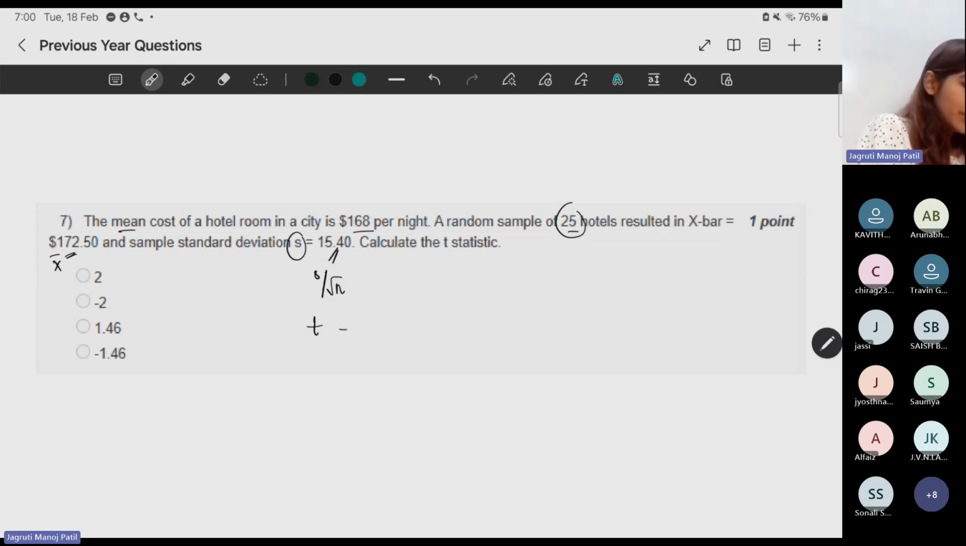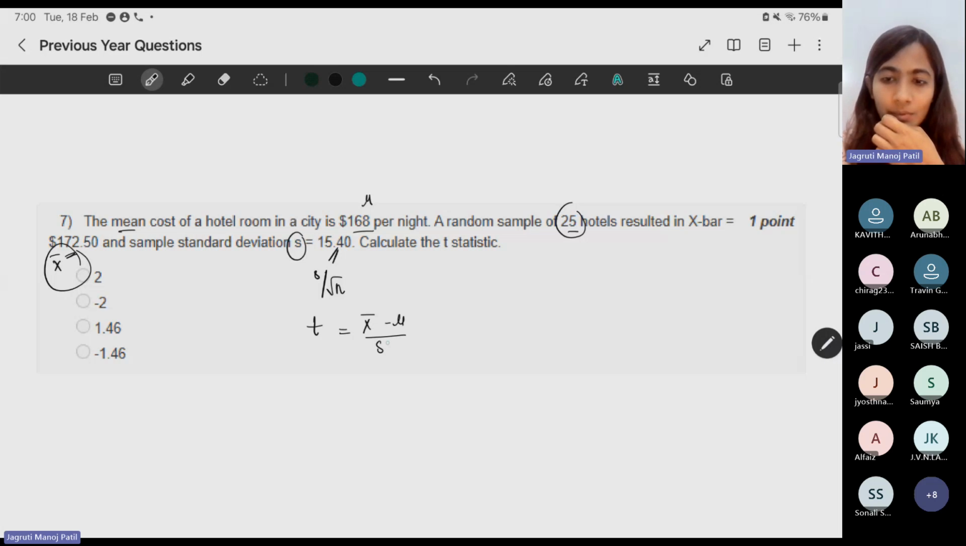So what will you do? You'll compute T. So that would be X bar. X bar you have. This is your mean cost. So X bar minus mu by S by square root of N. Okay. So that way you can compute the value.